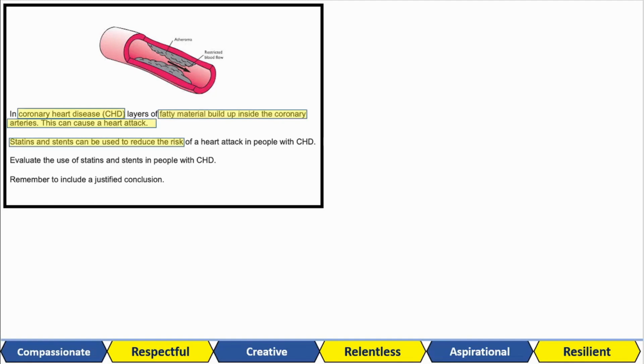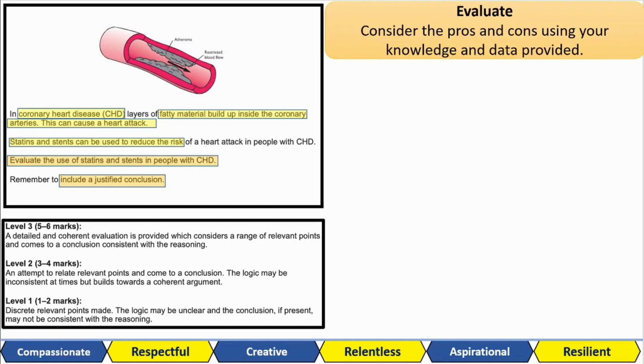The question primes you into thinking about CHD, coronary heart disease. So this is all about the heart and the blood vessels, and more specifically, it's priming you to talk about the treatment of CHD. The command word tells us to evaluate the use of statins and stents. That means that we give the pros and the cons for each, okay? And this is how I've laid it out here.